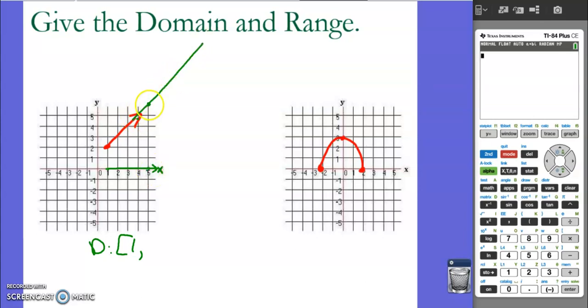When x is 5, the function is here. When x is 6, the function is here. So the x values keep going on. So it keeps going on to infinity. And you always put parentheses on infinity, not brackets.